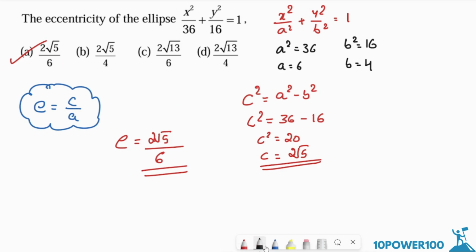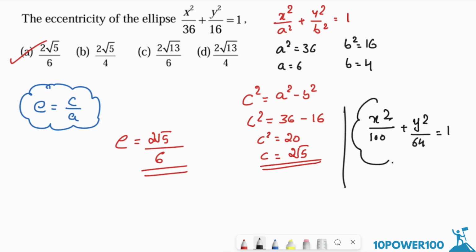Now the extension question. I want you to calculate the eccentricity of the ellipse x square by 100 plus y square by 64 is equal to 1. Here I've just changed the numbers.